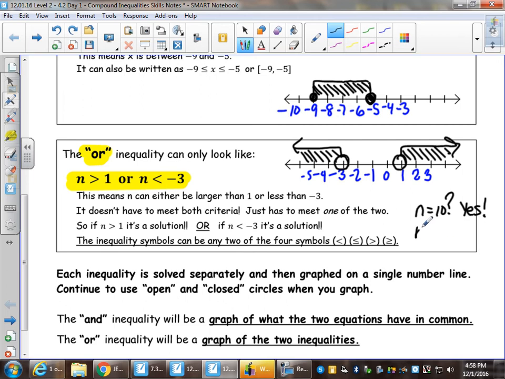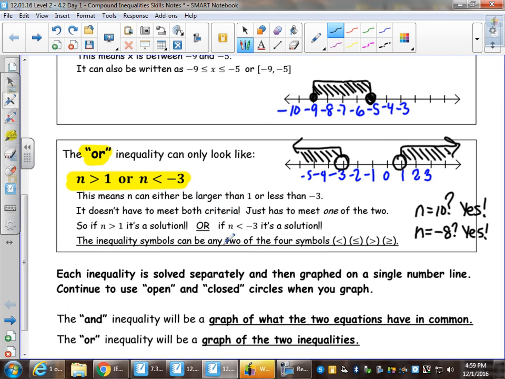What if somebody asked you n equals -8? This would also be a yes, because -8 is part of this shaded solution set. So that's what we mean by a value of n is a solution if it satisfies one of the two, this one or this one.